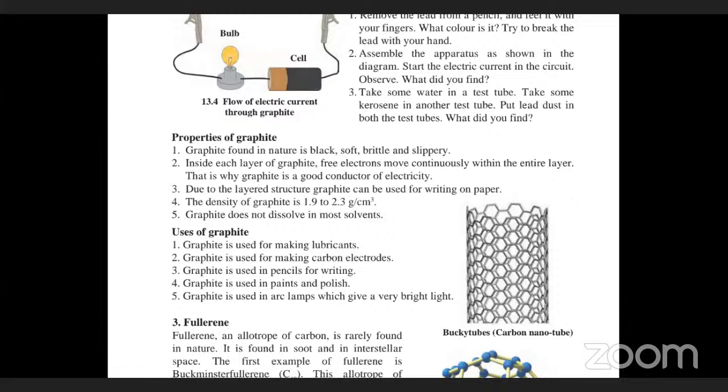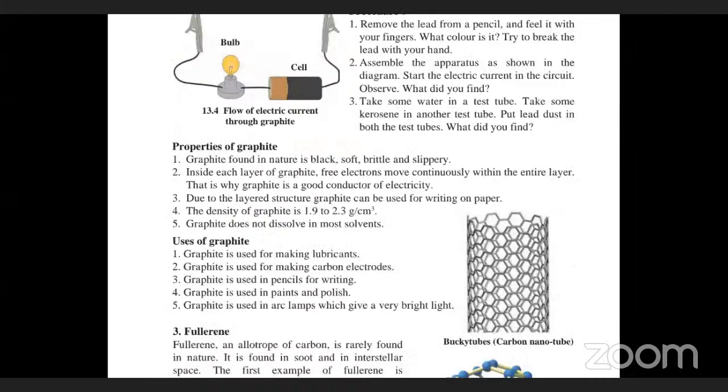Next is properties of graphite. So how is graphite and what are the properties? See, graphite found in nature is black, soft, brittle and slippery. So we understood what is black, what is soft. What do you understand by brittle? What is brittle?